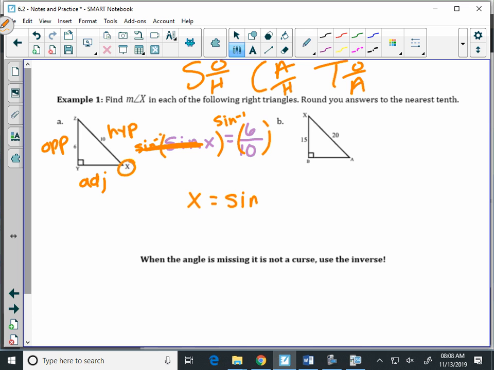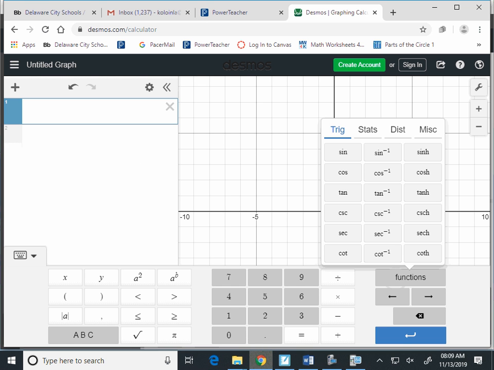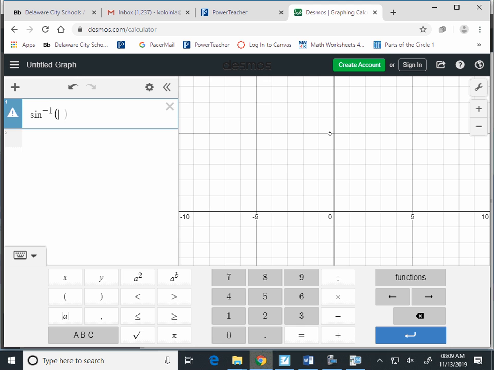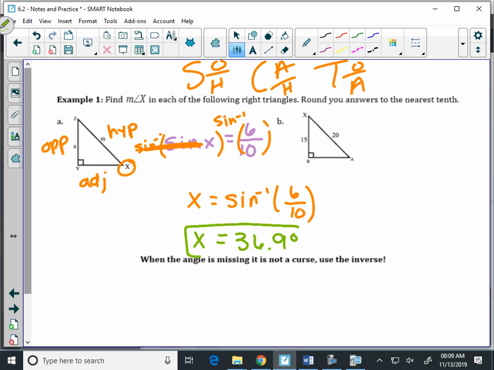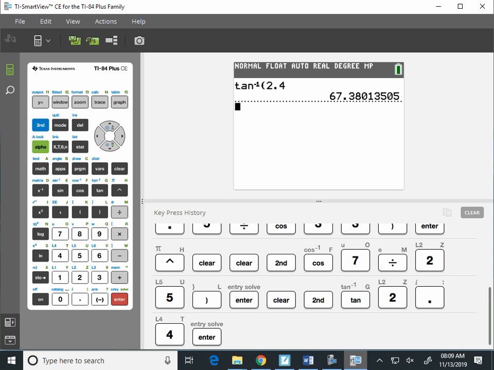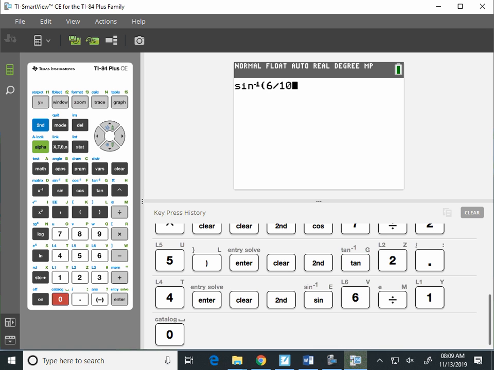You plug this in your calculator. In Desmos, you just use the sine with the -1. You go to functions, you hit the sine with the -1, plug in that fraction, 6 divided by 10. What did the directions say to round to? Tenths. So the 36 point what? So that angle's about 36.9 degrees. In your graphing calculator, again, you would just hit second sine, 6 divided by 10, and you get the same answer.